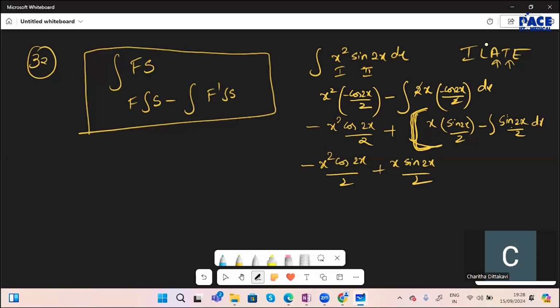So now again, minus of. Now observe carefully, you have a 1 by 2 there, which comes out. Now, what is the integral of sine 2x? The integral of sine 2x is nothing but minus cos 2x, isn't it? Minus of minus becomes plus cos 2x by 2 plus c.